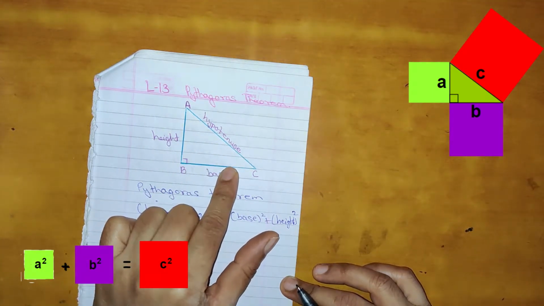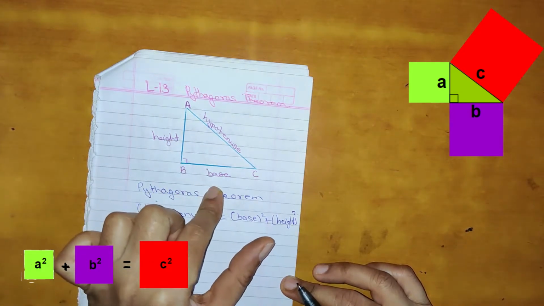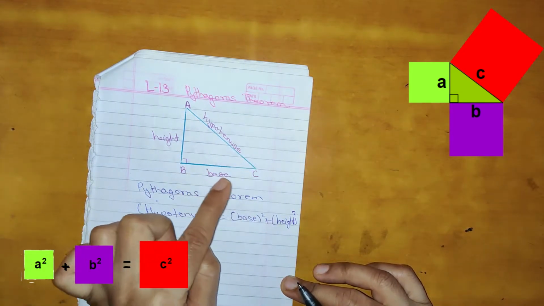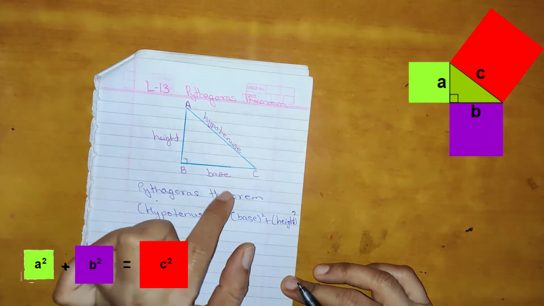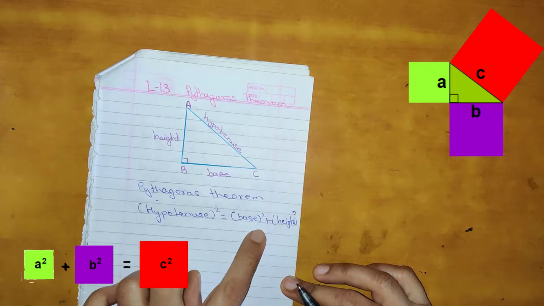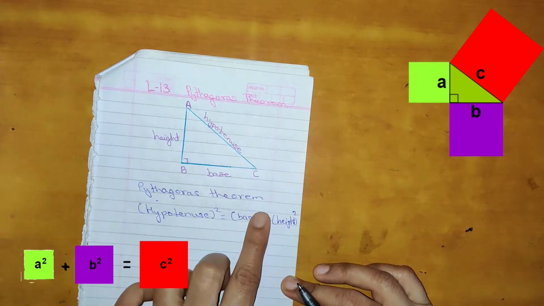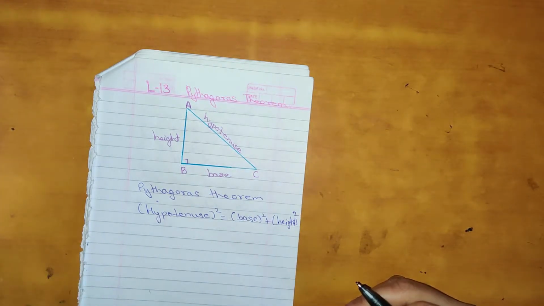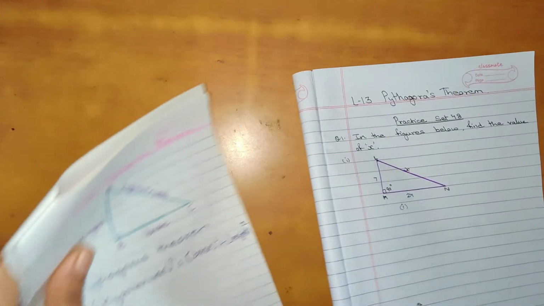Pythagoras theorem says if the triangle is a right angle triangle, then the hypotenuse square is equal to the sum of the squares of the other two sides. So here it is base and height, so I have written hypotenuse square is equal to base square plus height square. So let us solve the practice set.